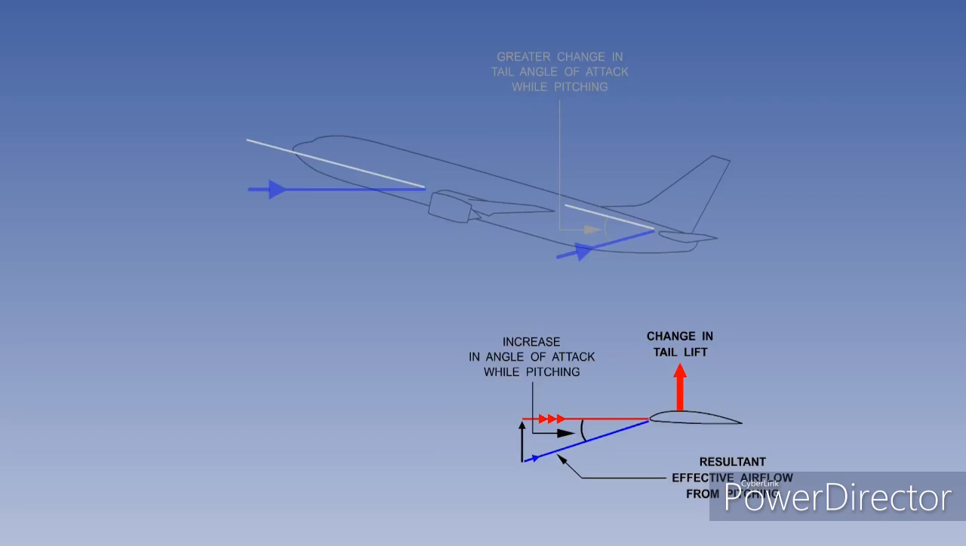Aerodynamic damping gives a change in tail force, in this case upwards, while the pilot is pitching the aircraft nose up. At higher altitude, at the same indicated airspeed, the true airspeed is faster, which reduces the change in tail force for the same rate of aircraft pitch change.